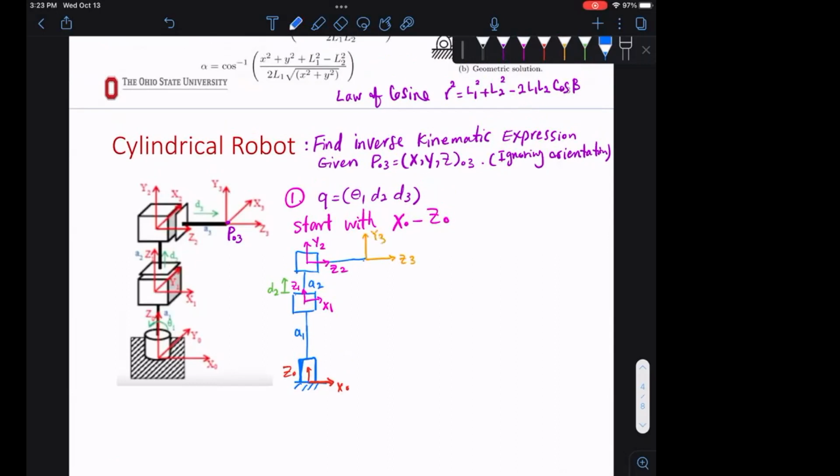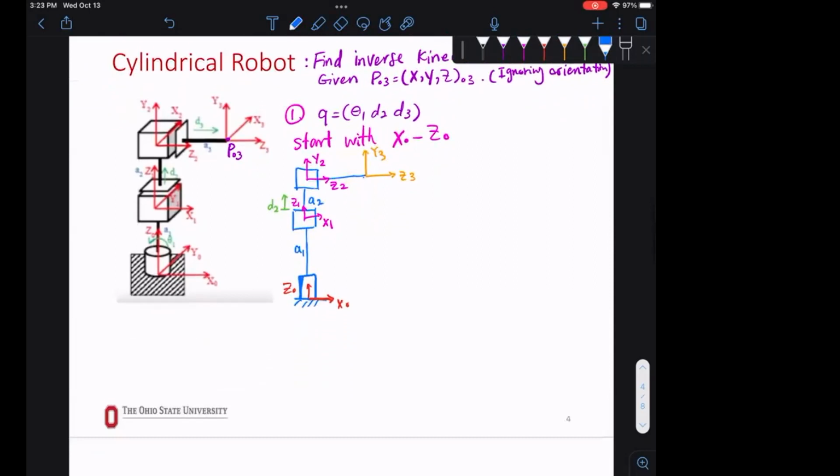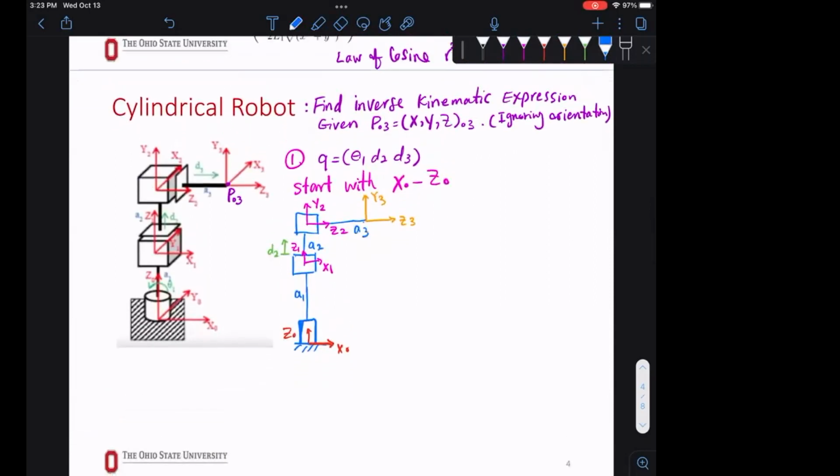What else do I see? I see A3, and also E3, right? These are all the things that I see from this view.